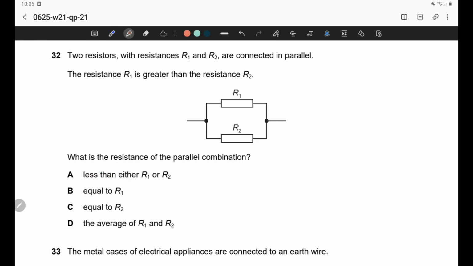Question 32. Two resistors with resistances R1 and R2 are connected in parallel. The resistance R1 is greater than the resistance R2. What is the resistance of the parallel combination? So here we have two resistors, they are connected in parallel. So when we check the parallel combination, the combined resistance will always be less than either R1 or R2. So the correct answer is option A.